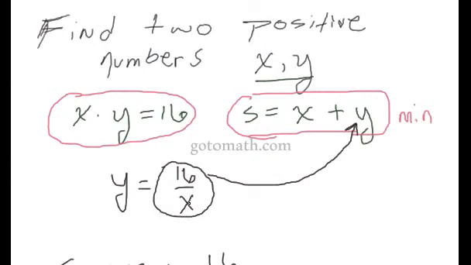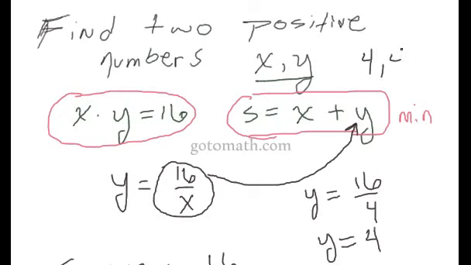So we take x, we plug it in. So we're going to have y is equal to 16 over 4. And of course y is also equal to 4. So we got our two positive numbers, and it turns out the two positive numbers are 4. Now the question is, is that really a minimum?